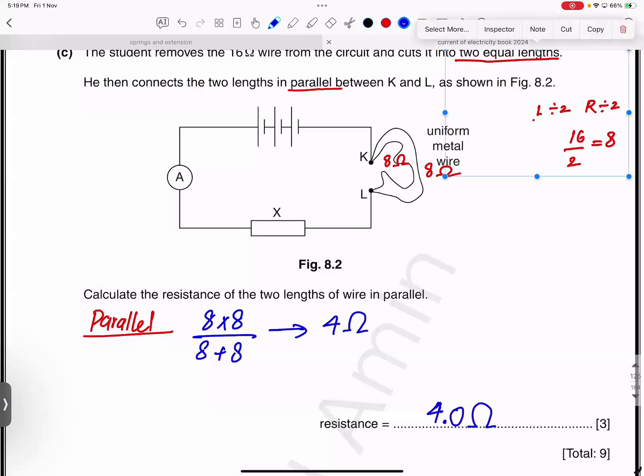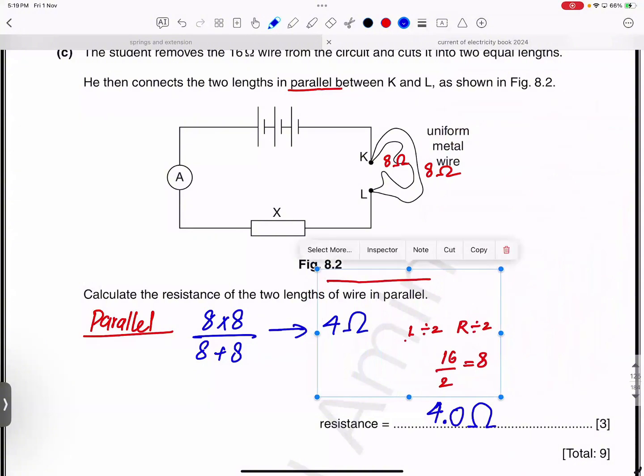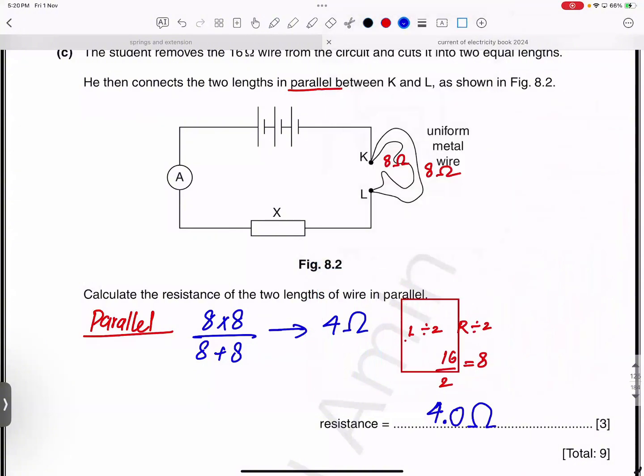You need to write this also, wherever you want to write. That since the length is half, so resistance of each will also be half. So each length is half, so each resistance is half.